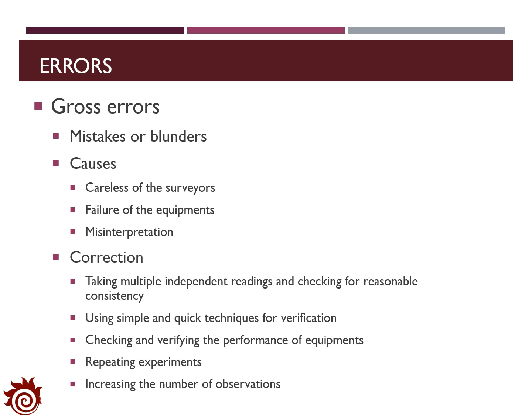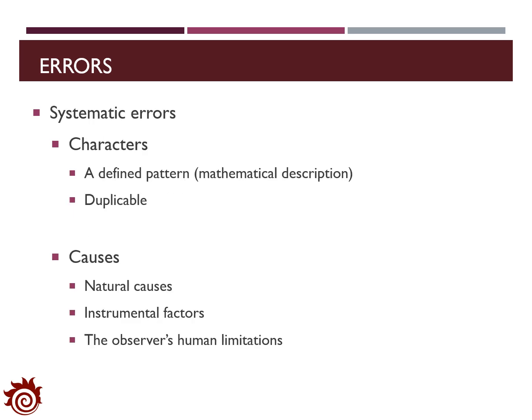The second type of error is called a systematic error, and this one is very different from the other types of errors. Systematic error has a well-defined pattern which can be mathematically described, and you can repeat the error at different experiments. Usually, this type of error is caused by the natural environment, such as the temperature and lighting conditions. It could also be the problem of the instrument or the limitations of the human observations.